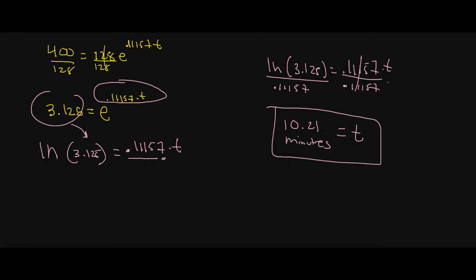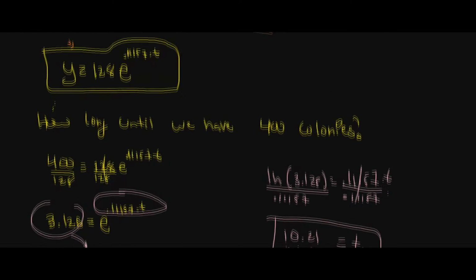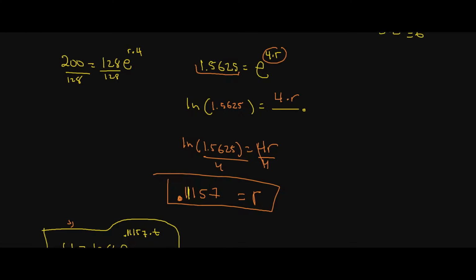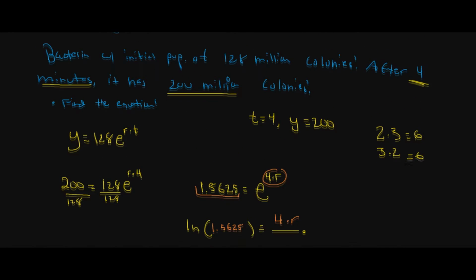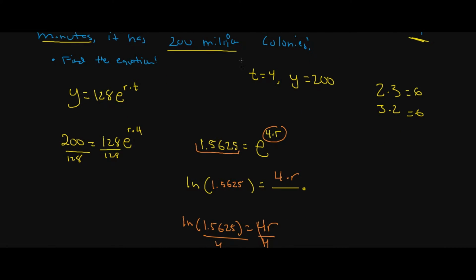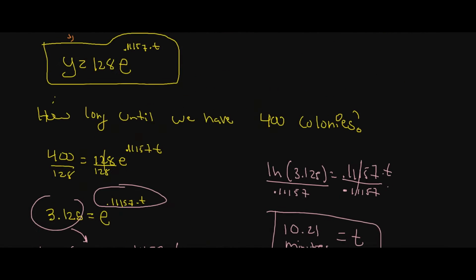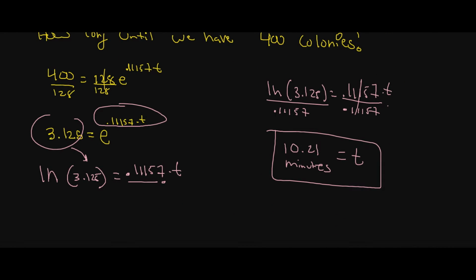And this problem was kind of cool because I didn't give you the rate, but I did give you a key piece of information: when 4 minutes pass by, it's going to be at 200 colonies, and we could plug that in to solve for r. Then we plug r back in, and then we can plug in the 400 and solve. Pretty darn cool if you ask me.